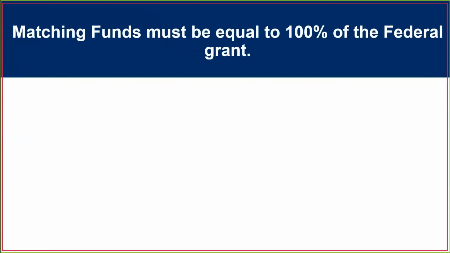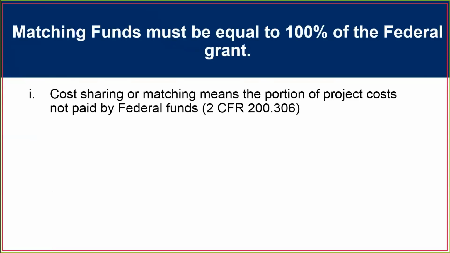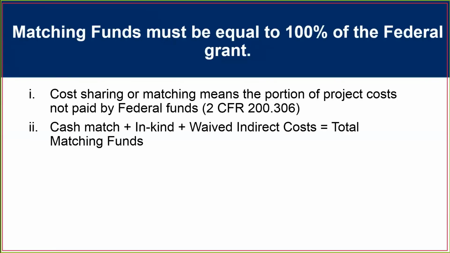Matching funds must be equal to 100% of the federal grant. Cost sharing or matching means the portion of project costs not paid by federal funds. So the cash match, the in-kind, and the waived indirect costs are what combined equal your match for your federal funds.